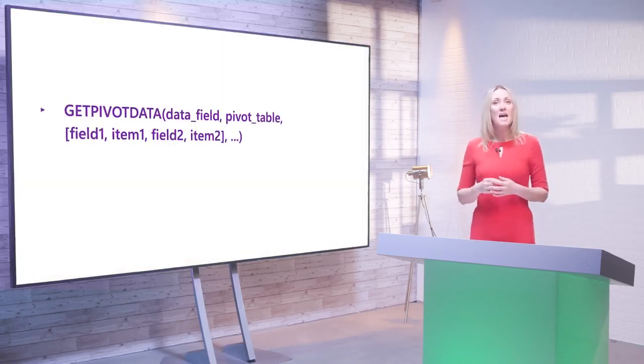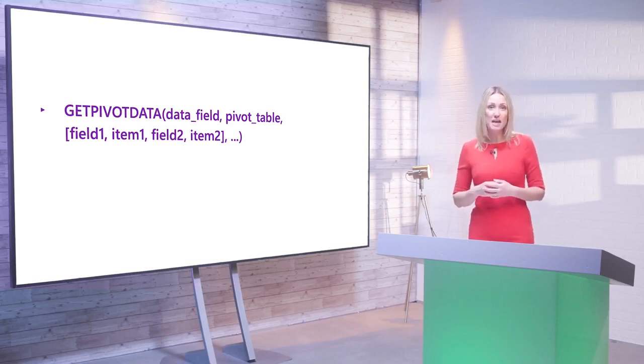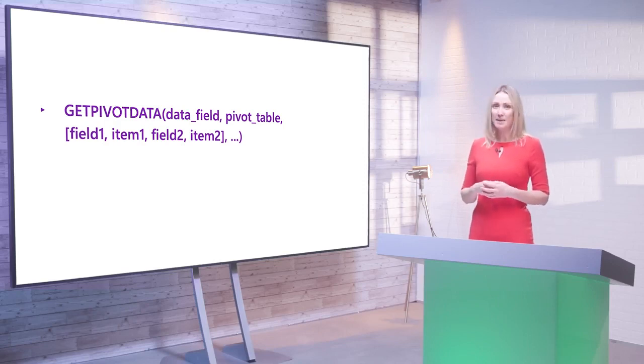The syntax is GETPIVOTDATA open parentheses, then the data field, the pivot table, and finally the fields and items. This syntax may seem complicated, but Excel simplifies the process of building the function by automatically inserting it. When you select a cell outside of the pivot table, even in another worksheet or workbook, and type the equal sign, then click on the field in the pivot table that contains the value you want to retrieve, Excel automatically inserts the GETPIVOTDATA function with the correct syntax.